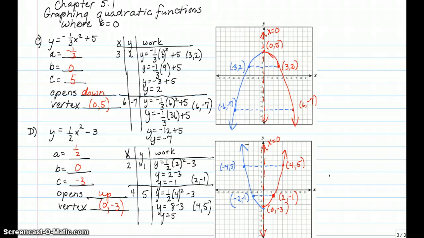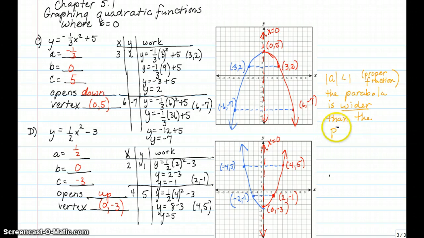Now this parabola and the one previous are wider than the parent function, because the absolute value of a is less than 1, meaning it's a proper fraction. So remember, absolute value just allows you to have both positives and negatives, so it'll end up being a proper fraction. The parabola is wider than the parent function.